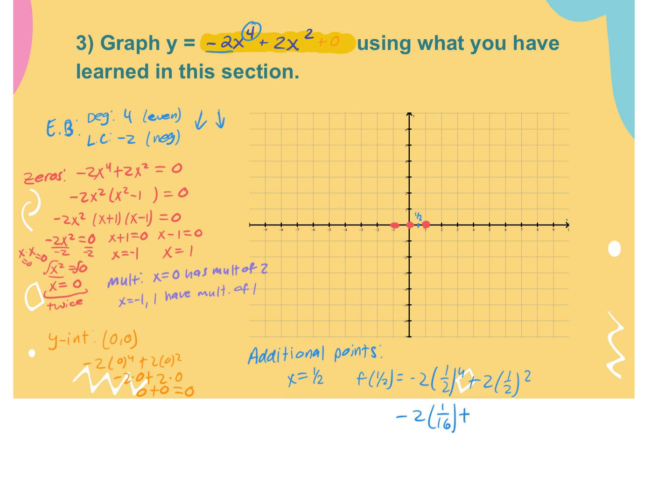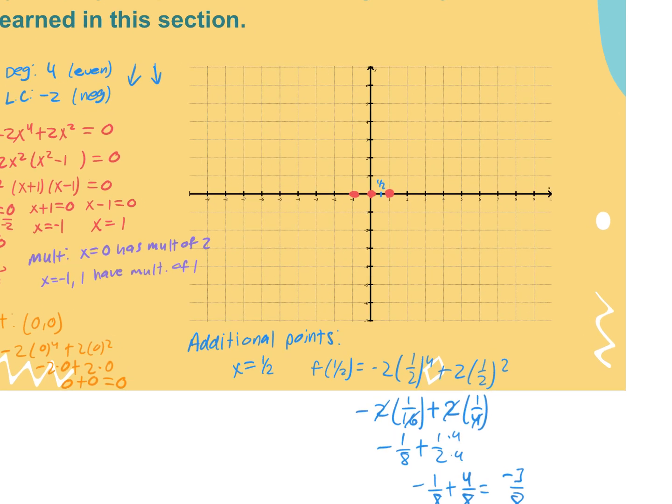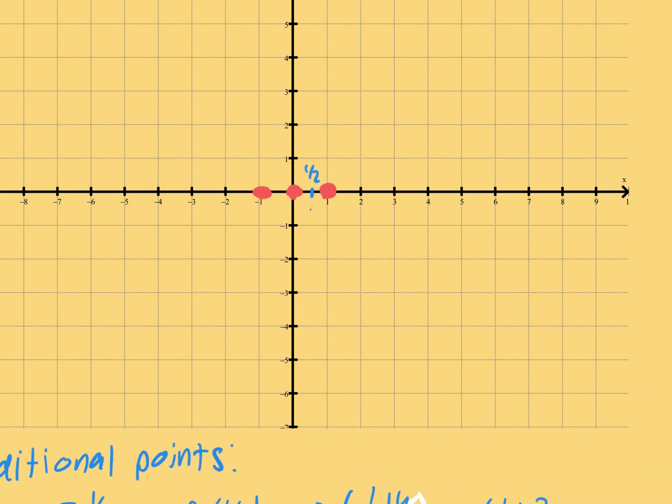And I'm going to do the same thing with that 1/2 squared. So we get plus 2 times 1/4. Square the top and square the bottom. And then we get -2/16. That's going to cancel out, and we're going to get -1/8. And then this is also going to cancel out, and it's going to become 1/2. All right, so we can find a common denominator. That was fine. It becomes -1/8 plus 4/8, and we get -3/8. So we know that at 1/2, it's going to go down -3/8, and it's going to be somewhere in the middle right there.